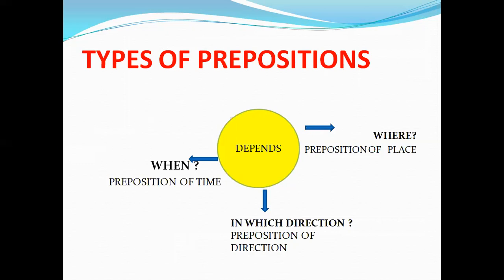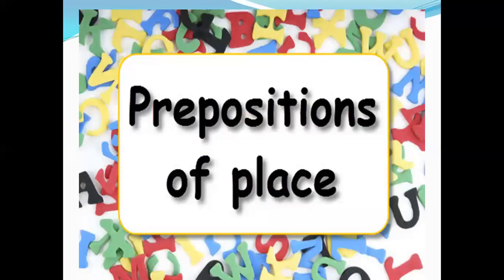Prepositions that describe when an event happened are defined as preposition of time. The preposition that describes where anything is in context to the other is defined as preposition of place. The preposition that describes where to go or where to put something is called preposition of direction. To begin with, let us start with preposition of place.